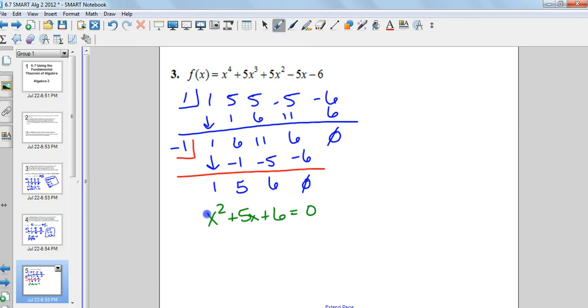And remember, our task here was to find all of the solutions. So let's go ahead and try to factor that. It factors really easy. Multiplies to 6, adds up to 5. I'm thinking plus 3 and plus 2.